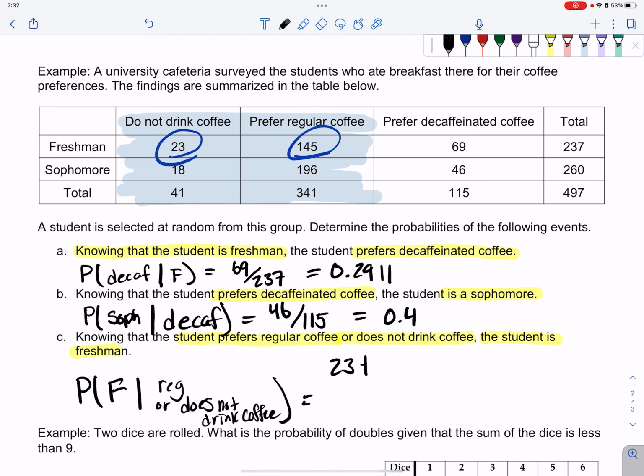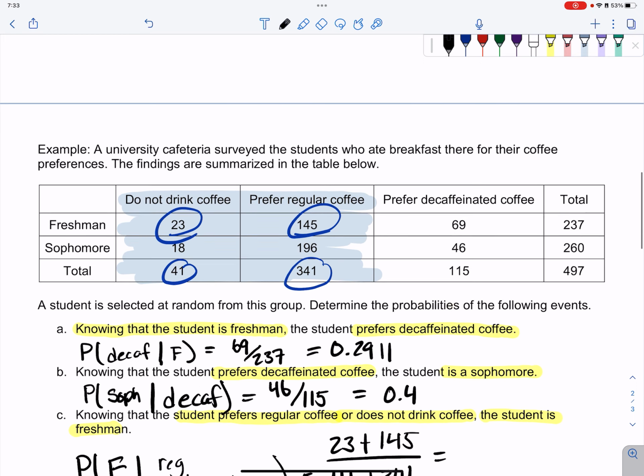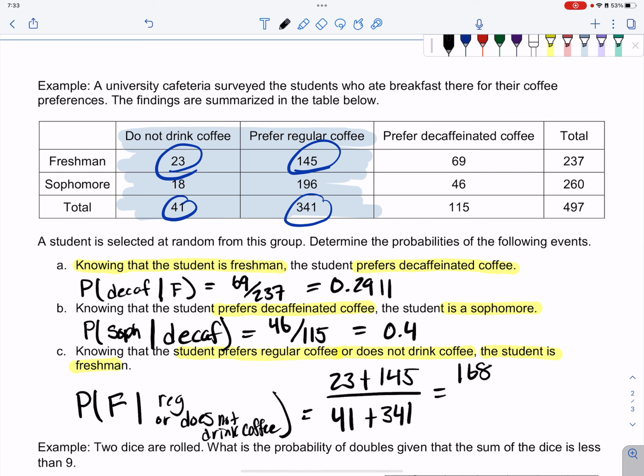So 23 plus 145. And then we need to divide this by our total of the 2 columns. And we have 41 do not drink coffee and 341 that prefer regular coffee. So we can add those together. So that will give us 168 over 382, which we can round to the decimal, which will give us about 0.4398.